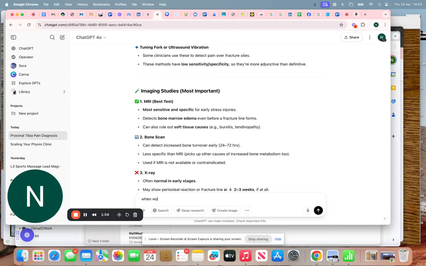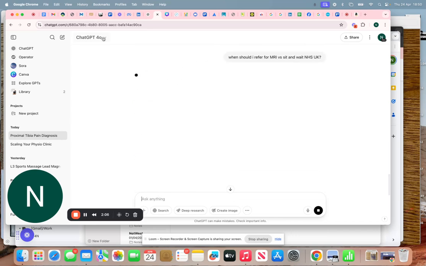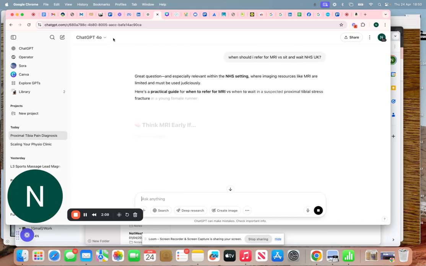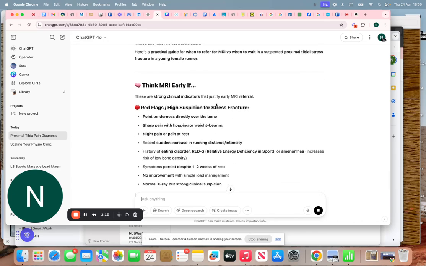When should I refer for MRI versus sit and wait, NHS UK? Because of course, remember that this is a little bit outdated because it's 4.0. Now I do pay for the £200 a month one, so I may have a little bit more features, but you can have a little look here.